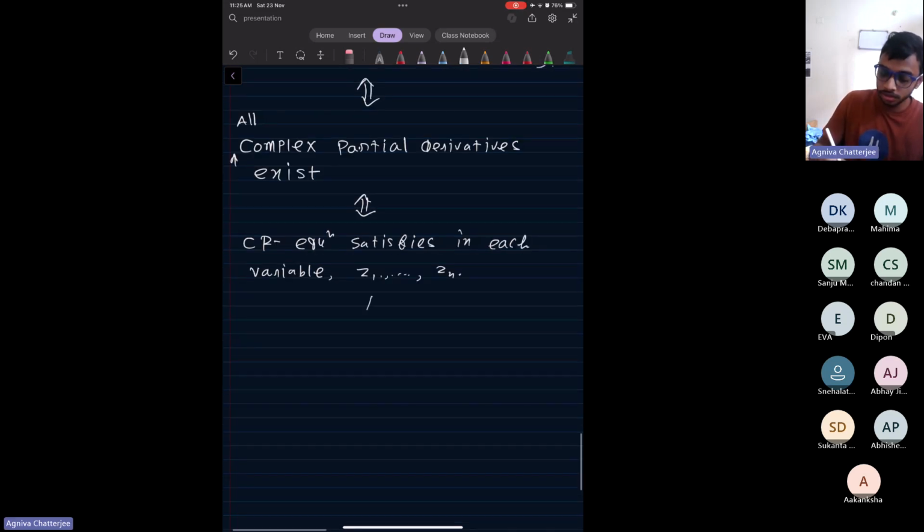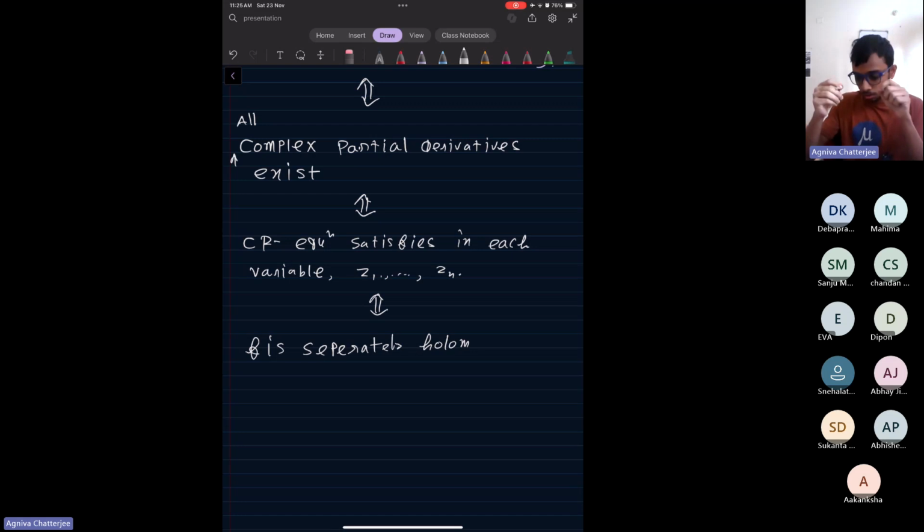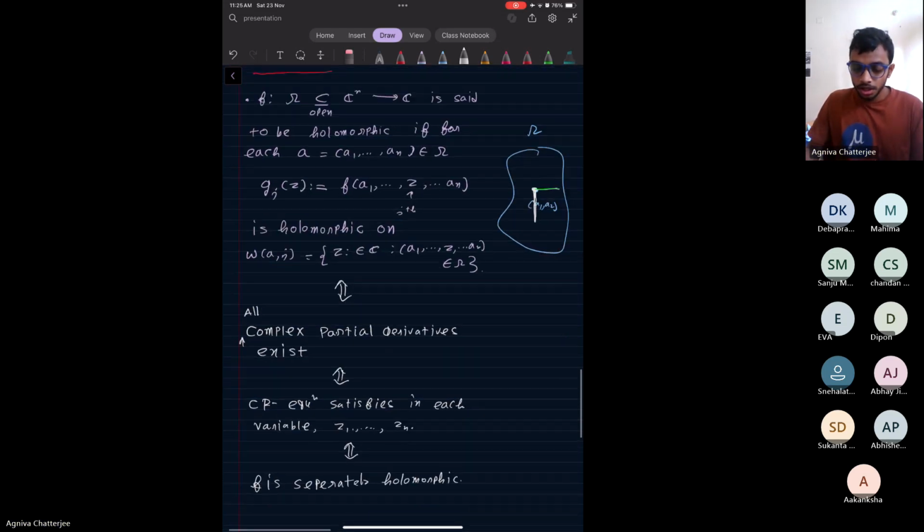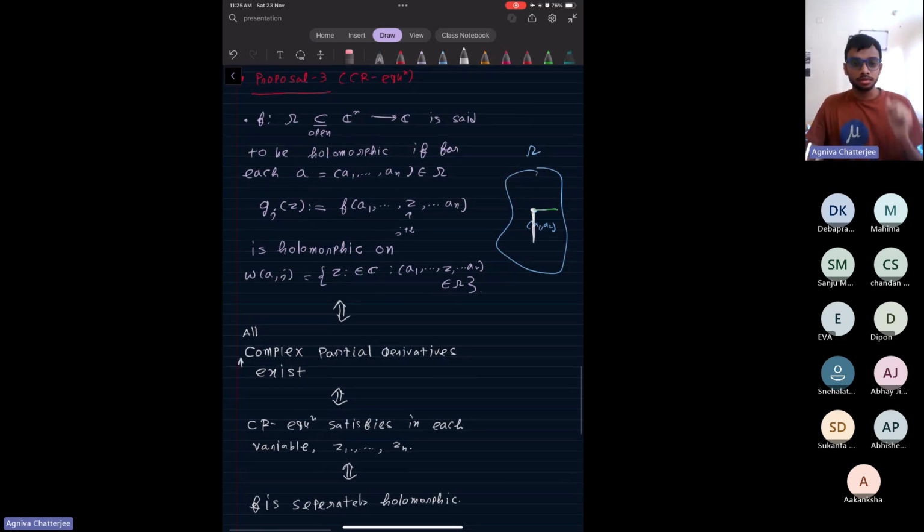And this is the same as saying that F is separately analytic, separately holomorphic. That is, you fix just one, you vary just one variable and fix the rest of the variables, and that function is holomorphic. Now, you should have a complaint about this definition.